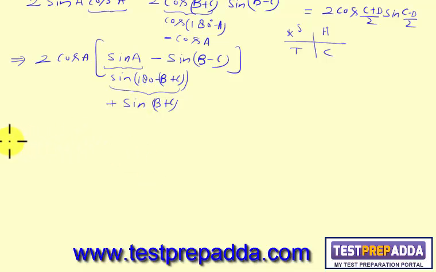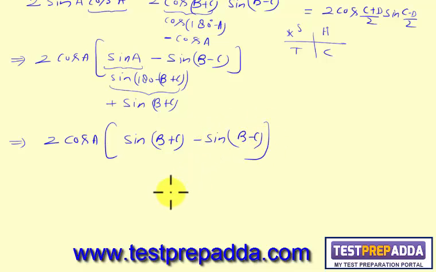So here actually it is 2 cos A outside the bracket, and inside it is sine (B plus C) minus sine (B minus C). Again, sin C minus sin D is what? 2 cos ((C plus D) by 2) into sin ((C minus D) by 2). So it becomes 2 cos A, then 2 cos of (C plus D) by 2. If you add this and this, C will get cancelled and 2B by 2 will be B.